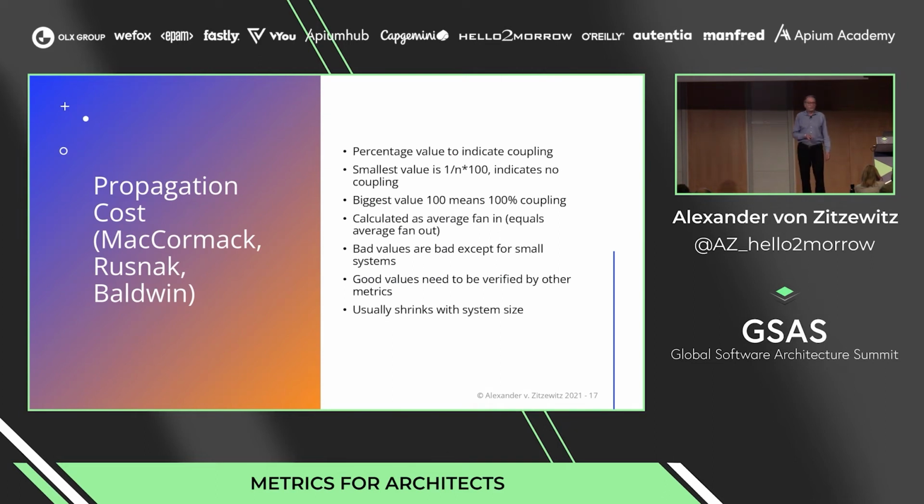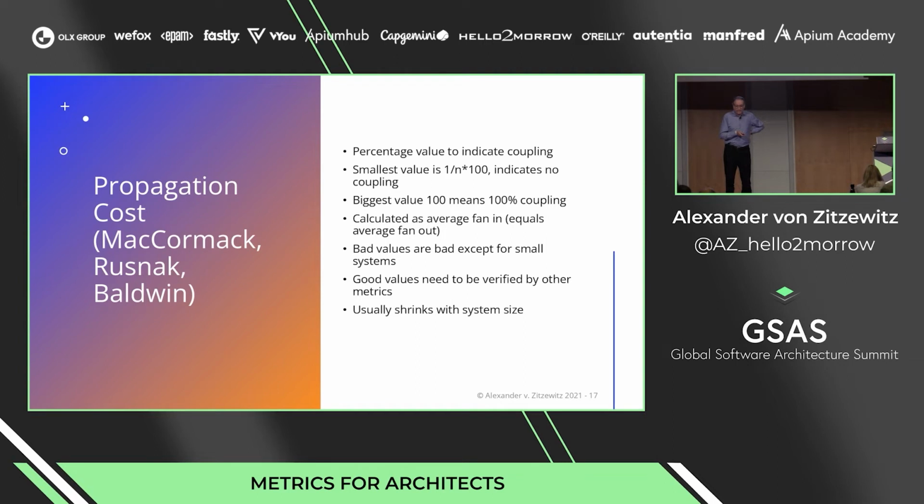Now, propagation cost is the same, we already said, as relative ACD, a percentage value to indicate coupling. And worst case is 100%, which means really literally everything is connected to everything. And there are different ways to calculate it. One way would be average component dependency divided by the number of elements. You come to the same number if you just take the average of fan in or fan out. Both of them would work as well.